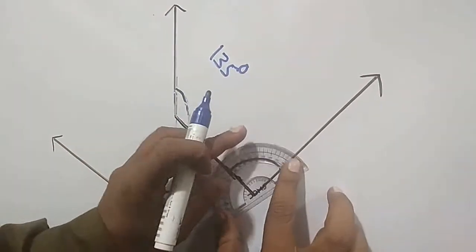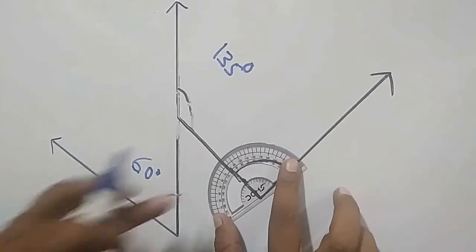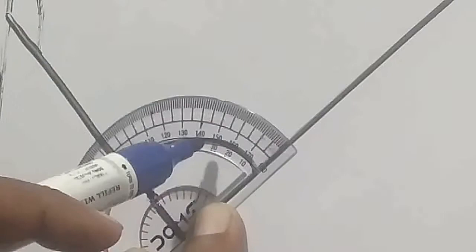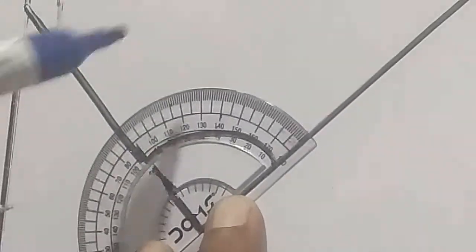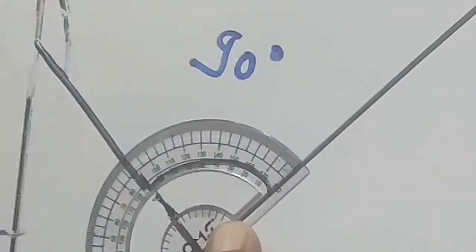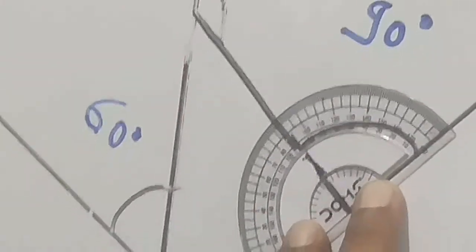Now we place our protractor on this vertex, this side, because it is the baseline: 0, 10, 20, 30, 40, and it is up to 90. So it is the angle of 90 degree. In all these angles we can take both the lines as a baseline and then we read the reading of the other arm.